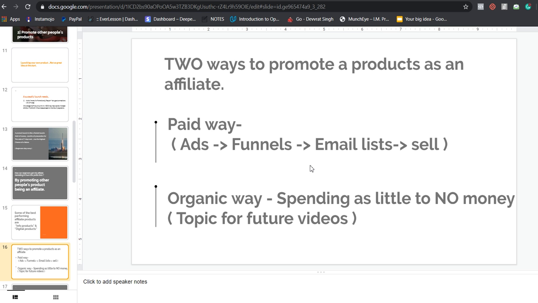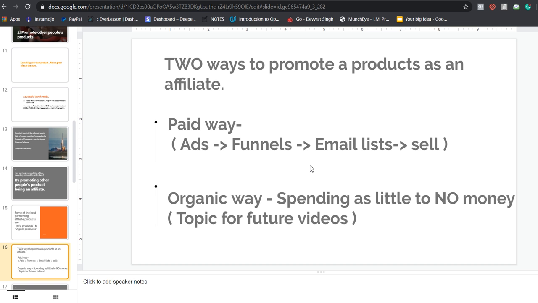Now let's say you spend $50 and two people bought your product. The total revenue that you will generate is $200, and you spent just $50, so you get a profit of $150. So it's a pretty good profit if you're promoting other people's product.